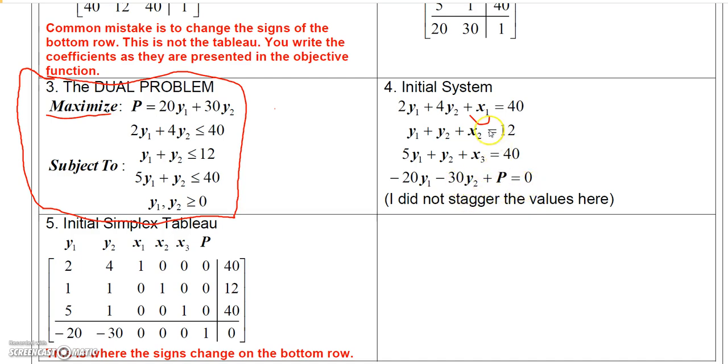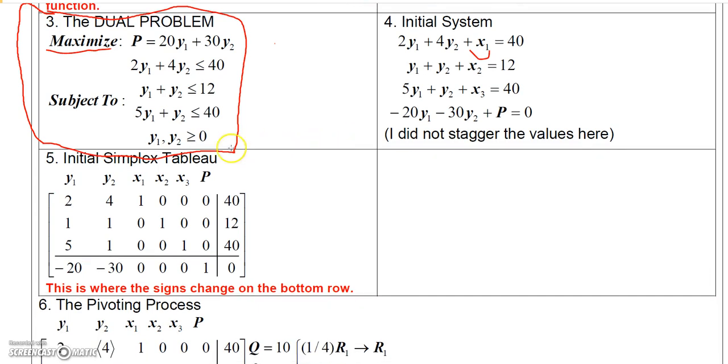Now on some of these examples I stagger these x's, but on this one I didn't do that. But it's not that difficult to put it in a tableau. So here's my initial tableau. I have a y1 column, a y2 column. I have 3 columns for the x's, x1, x2, and x3. I have a column for the p, and then my constants.